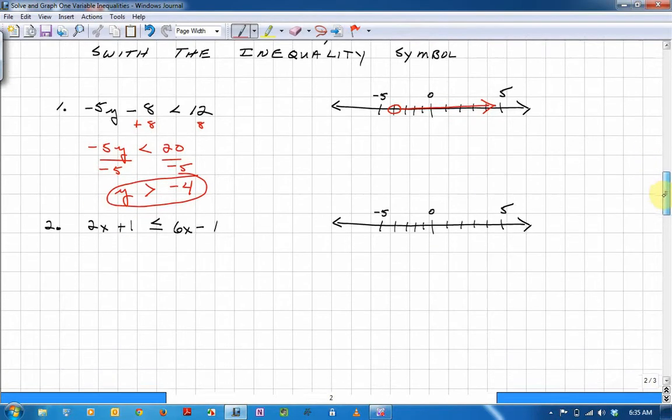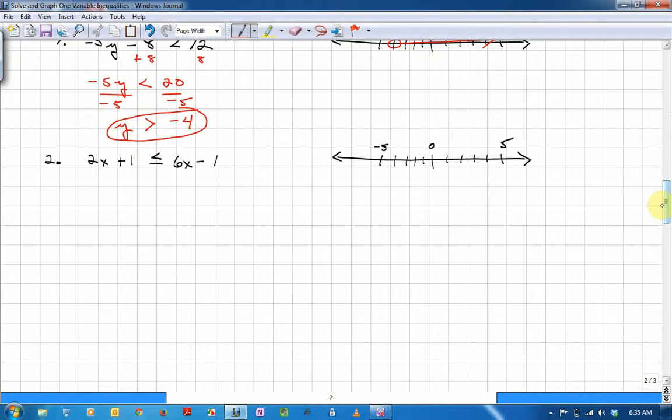Next one, we're going to get the x alone. Now, because I don't really want to have a negative x, since that just adds an extra step, I'm going to start off by saying, okay, I have a 2x and a 6x. And if I want to keep the x positive, I would subtract the 2x from both sides. And that would give me 1 is less than or equal to 4x minus 1.